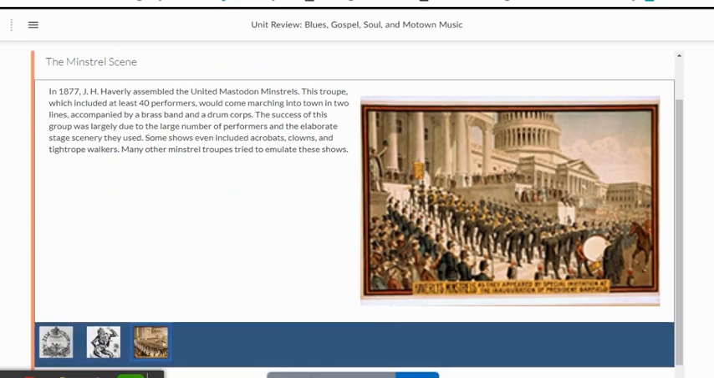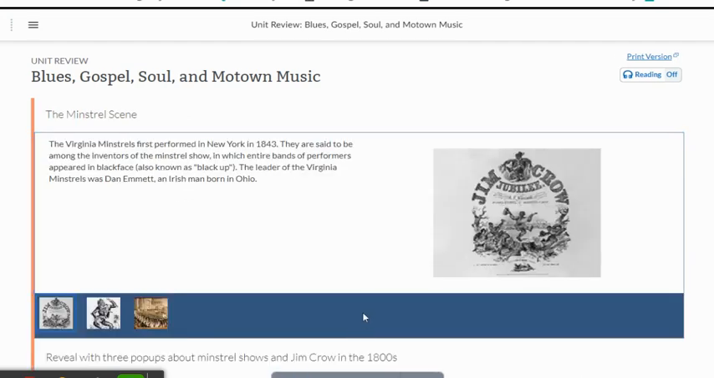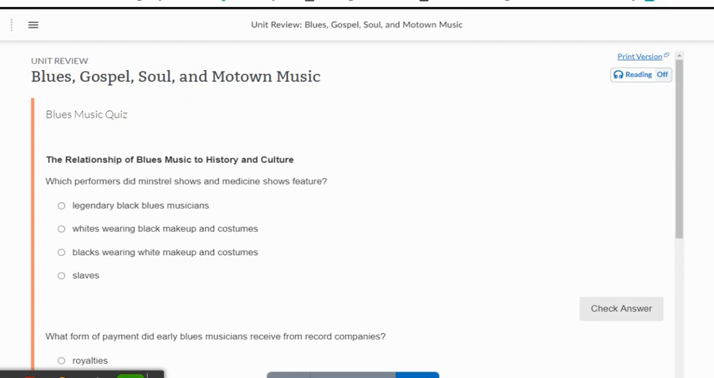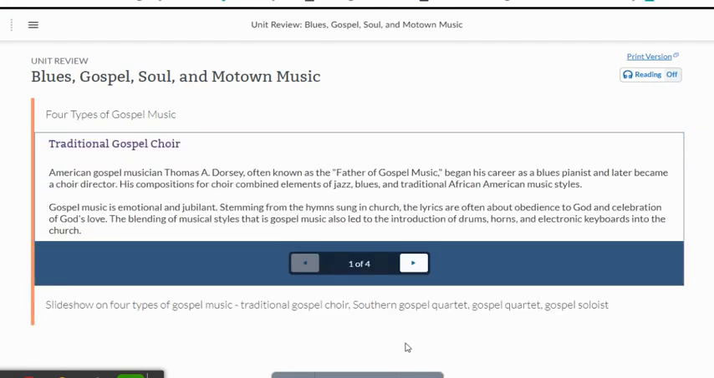Okay. And now we have a music quiz. Wait, did I skip something? No, that was just the minstrels. Okay. So then there's this practice on blues music. Moving on to 4 types of gospel music. Okay, make sure you read about this and know that Thomas Dorsey was the father of gospel music. Okay, that's going to be on there.